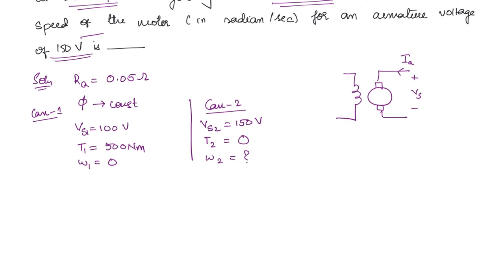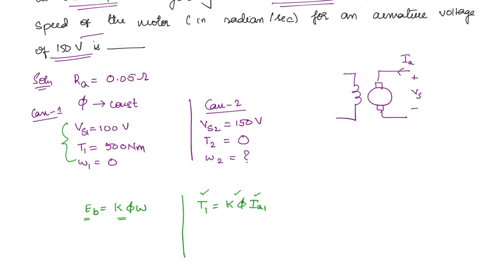So how to do this problem? We can try to find this out using the expression of back EMF. What is back EMF? EB is equal to K phi omega. Now we don't know EB, we don't know K phi. But K phi we can find out from this case 1. How? The torque is given, T1 is equal to K phi into IA1, you can take armature current in the first case. So T1 we know, we want to find K phi, let us say. Then IA1 is not known.